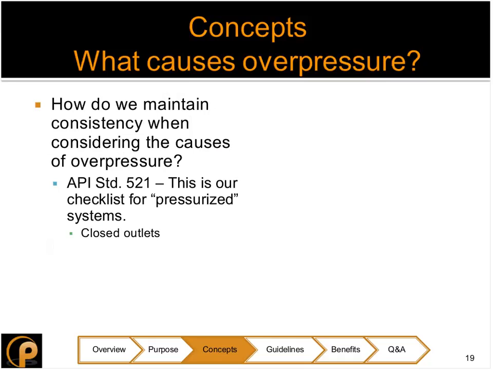Closed outlets. This is another way of saying blocked outlets. Let's say that you have a pump and you have a valve on the discharge of the pump. What happens if you close that valve? You can have a closed outlet. Inadvertent valve opening. Say that you have a high pressure system connected to a low pressure system with a valve that is always closed because the high pressure system would overpressure the low pressure system otherwise. What if somebody accidentally opens it?